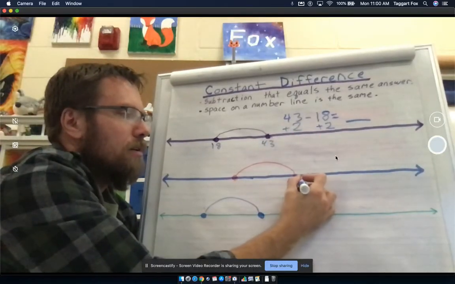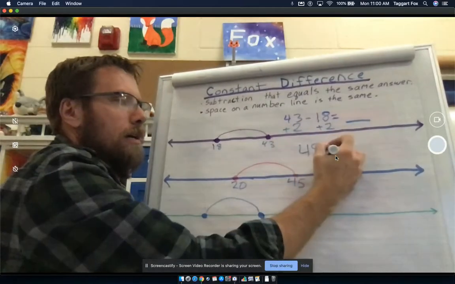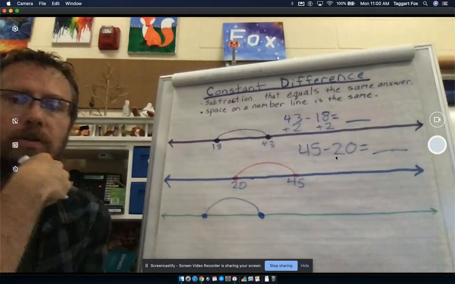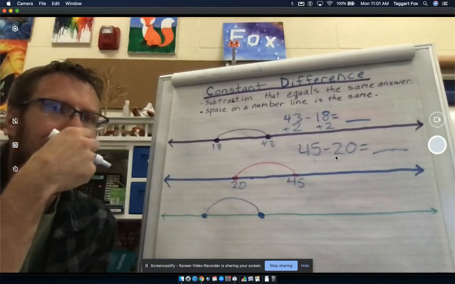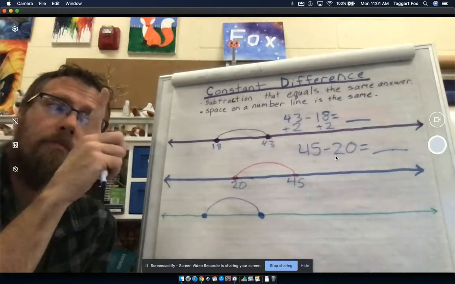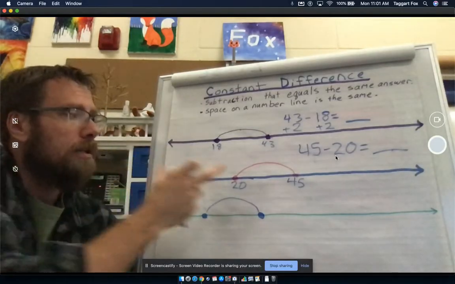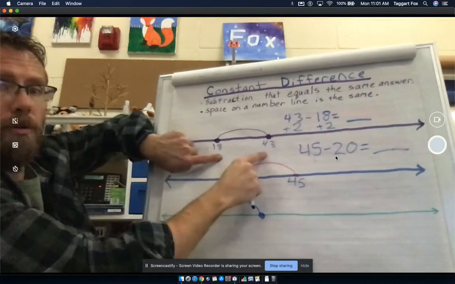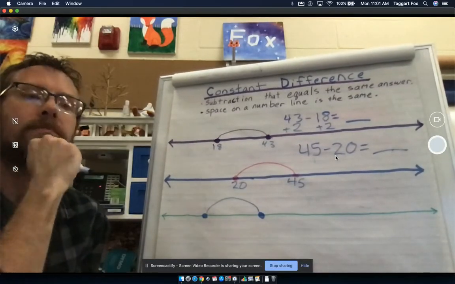So my new problem becomes 45 minus 20. And the answer will be the same for both. Okay, good. Yep, that is right. Okay, Layla. One goes up and the other one also goes up, not one up, one down. That's not constant difference. If you take one of them up and the other one down, you're actually moving farther away on the number line. They both have to go up or both have to go down. Good.